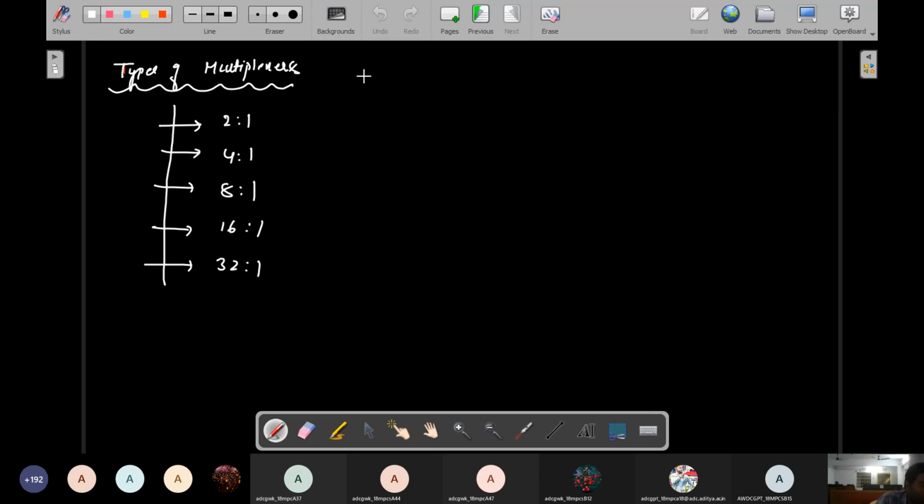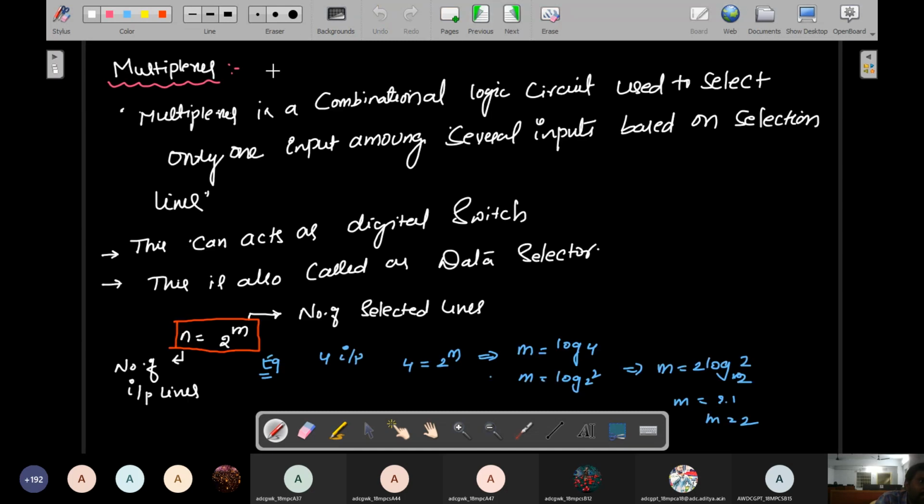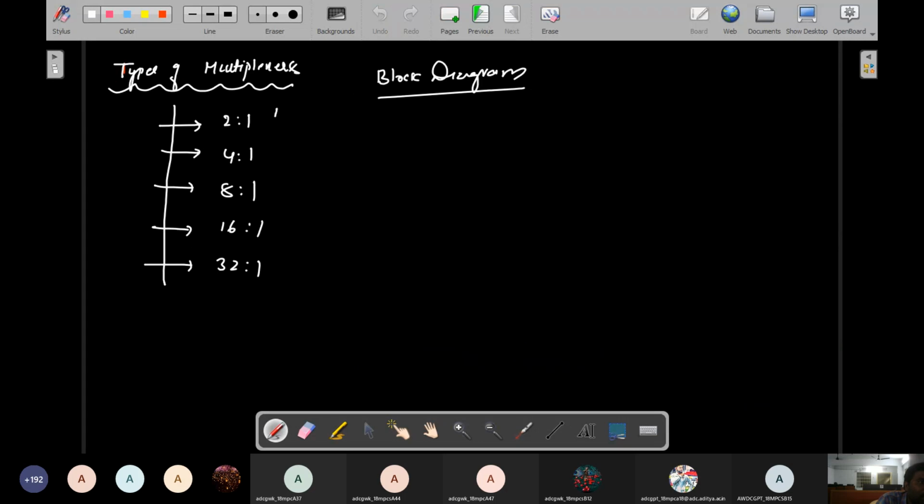Next, the block diagram of a multiplexer. Sometimes multiplexers are also called MUX. MUX is the shortcut, so many multiplexers are directly called MUX: 2:1 MUX, 4:1 MUX, 8:1 MUX, 16:1 MUX, and 32:1 MUX. In our syllabus, these three combinations are very important. So what is the block diagram of a multiplexer?